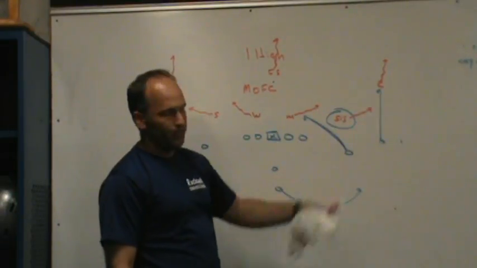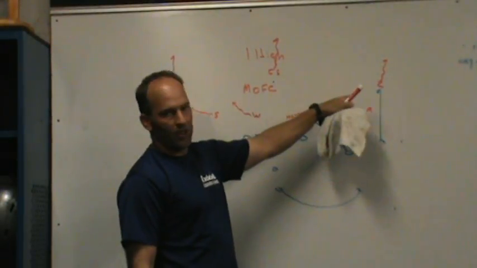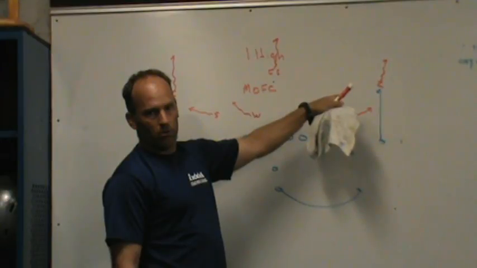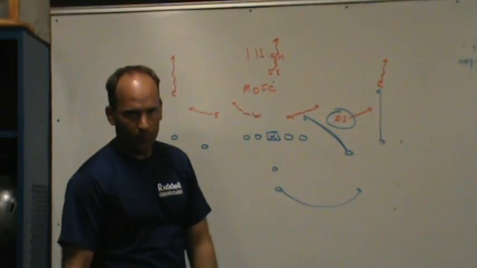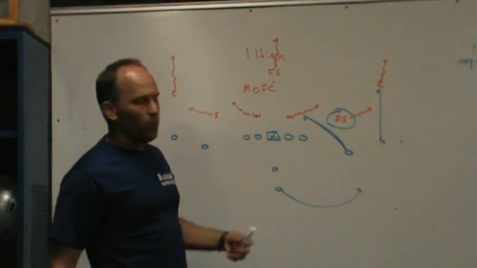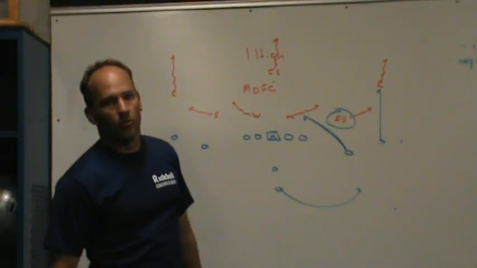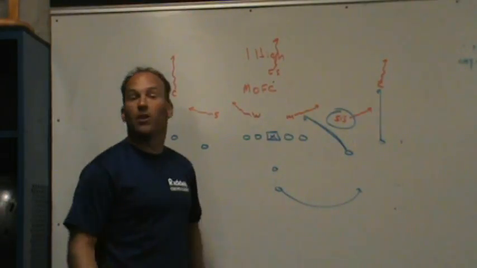Defend the flat there, and at the same time, defend the curl. A good defensive player is going to defend the deeper route first and let you throw that. So now, we've identified what we think the structure is, and we've identified what we think we like to that structure.